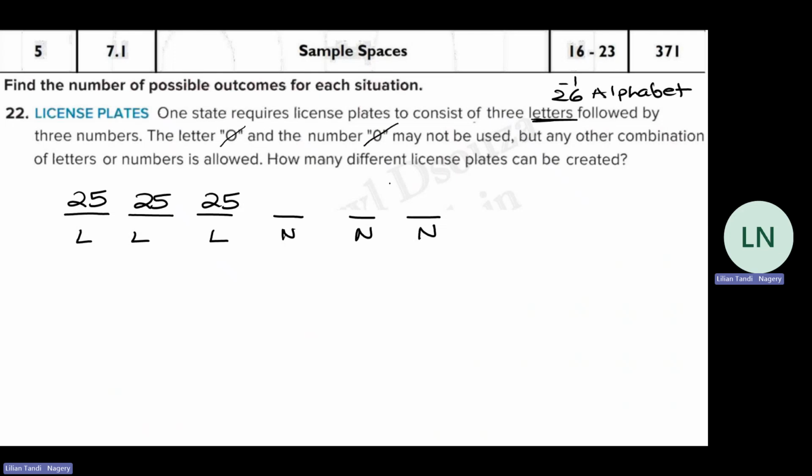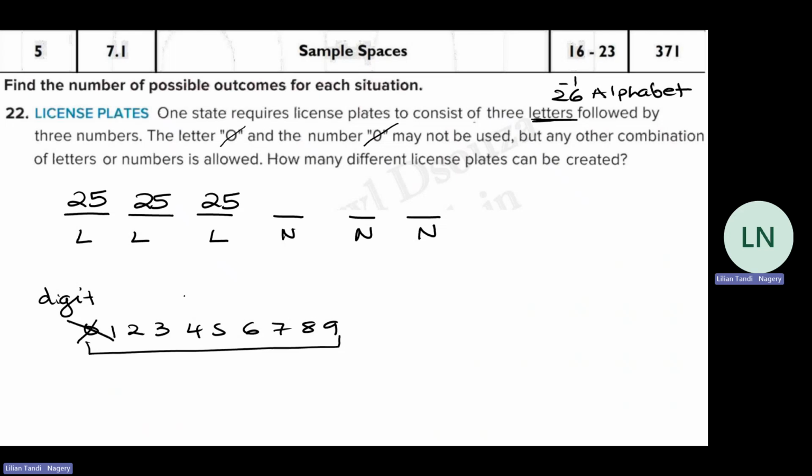And I cannot use 0. Digits, you can only use a 1-digit number. So 0, 1, 2, 3, 4, 5, 6, 7, 8, 9. These are 10 digits. We cannot use 0. So that means I'm left with 9 digits. 9, 9, 9. How many different license plates can be created? 25 to the 3rd power times 9 to the 3rd power. You do that to get your answer.